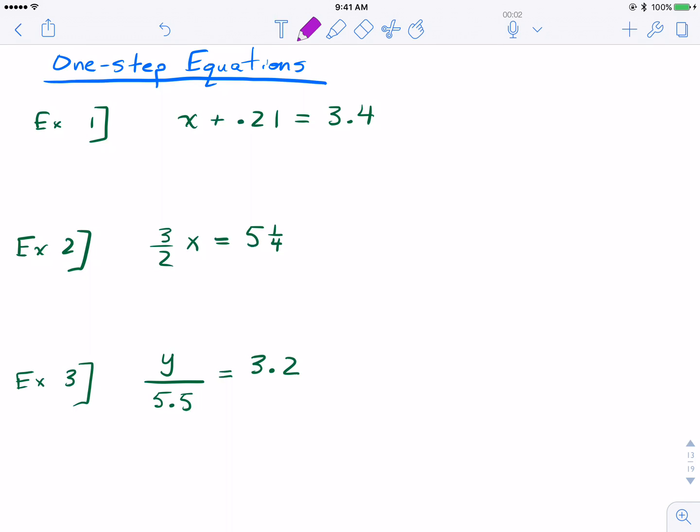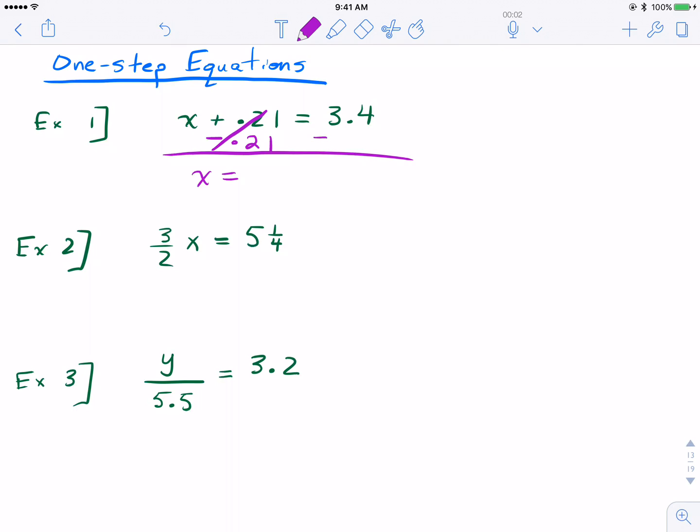rid of that 0.21, 21 hundredths over there. So I'm going to subtract it. That's the inverse of addition, which was the operation that was up there originally. And anything plus its inverse is 0. The less math inclined refer to that as canceling, but what's really happening there, we're getting a sum of 0.